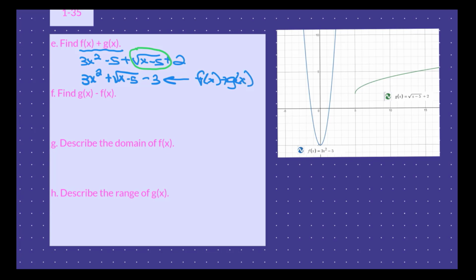Okay, next one is the opposite. It's subtraction, and they've got the functions in a different order. So again, we're still going to substitute, and we're going to put g of x function in, so that's the square root of x minus 5 plus 2. Now, I'm putting a subtraction in, but I'm also then going to put parentheses because I have to remember to distribute this negative, okay? And a lot of times that is the common mistake that people make. So I'm going to put in 3x squared minus 5.